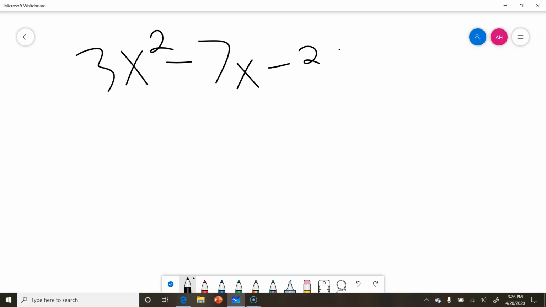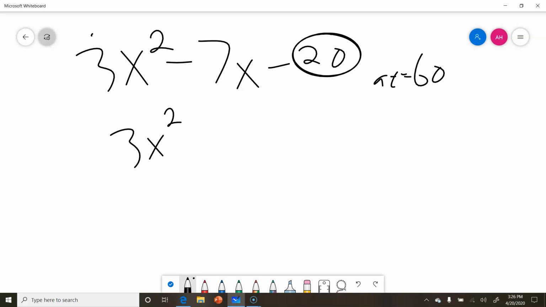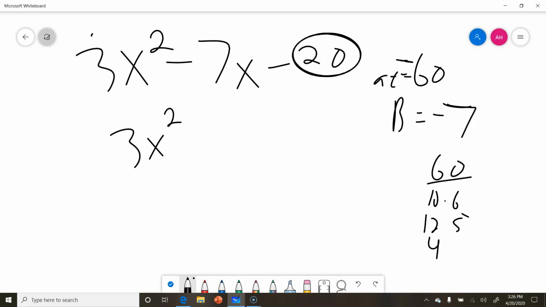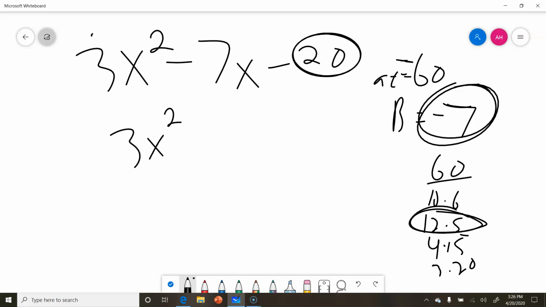3x squared minus 7x minus 20. Right, they would have said 3 times the 20 here is 60, so AC is 60. They would have said the B is negative 7, and this is actually negative 60 there. So they would have gone to 60, and they would have gone 10 and 6, 12 and 5, 4 and 15, 3 and 20. And you see, again, we would come down to, oh, which one is negative 7? This one right here, 12 and 5.